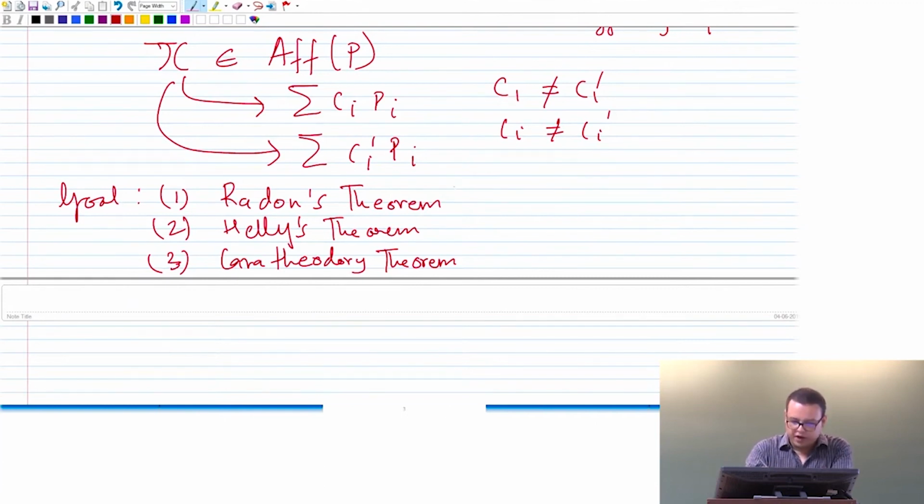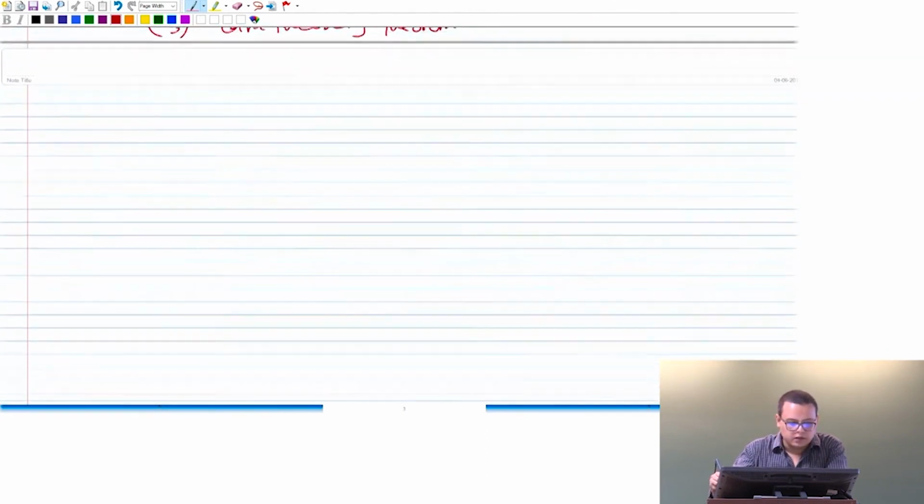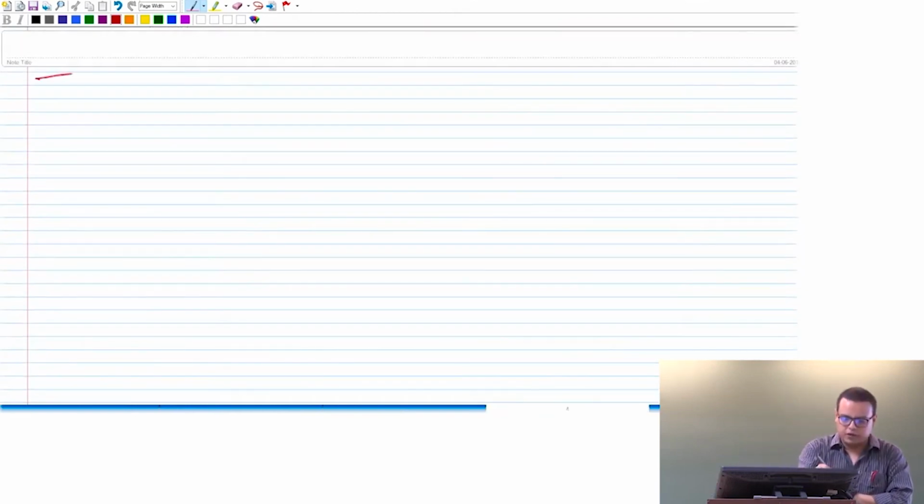Let's try to prove Radon first. Using Radon, I will be proving Helly's theorem. Good. So let me give you the statement of Radon's theorem.